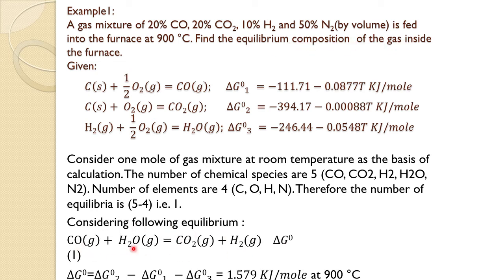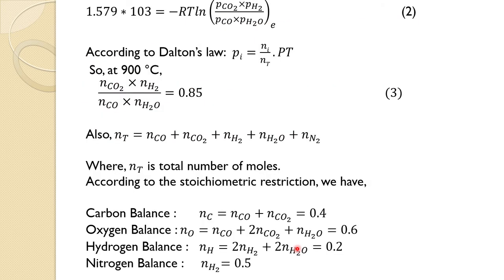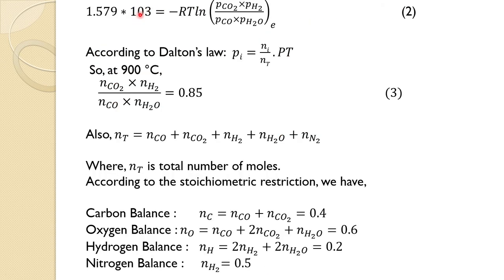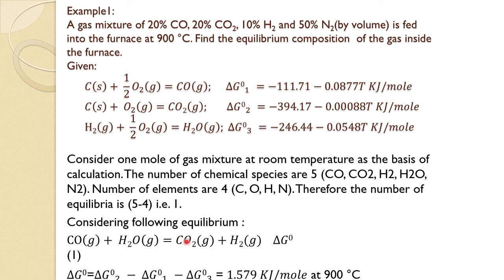So, the free energy can be found for this reaction because the data are given, which comes to around 1.6 kilojoule per mole at 900 degrees Celsius, because this is all given at 900 degrees, and we have to find the equilibrium composition at 900. So, this is the free energy for this reaction, and if you put it in kilojoules, it will give you about 10 to the power 3.